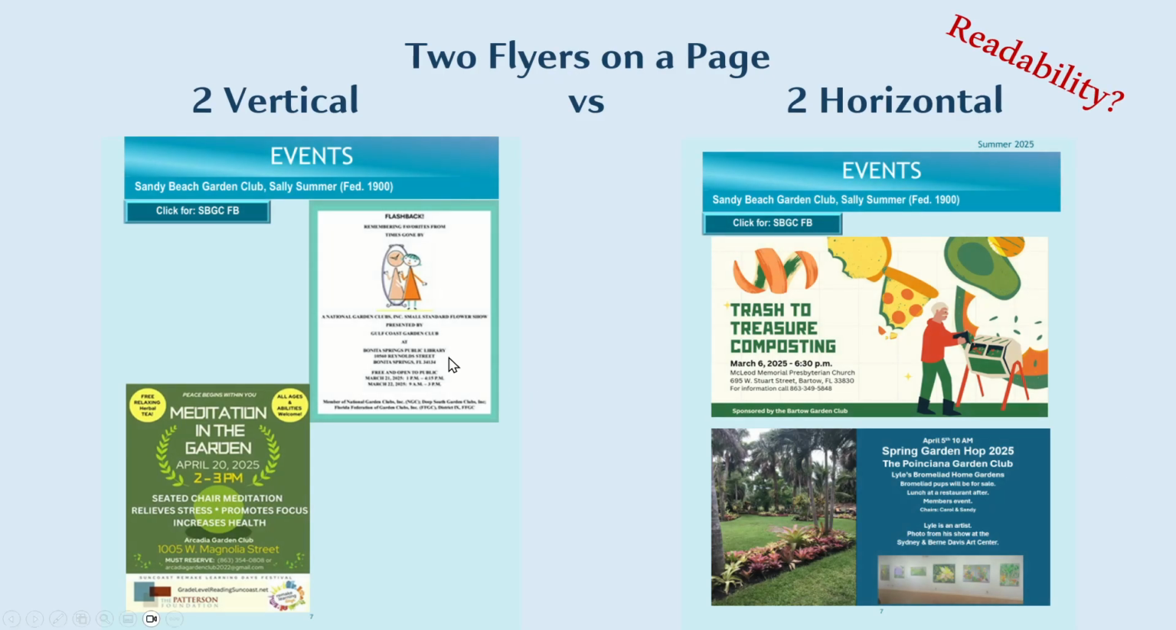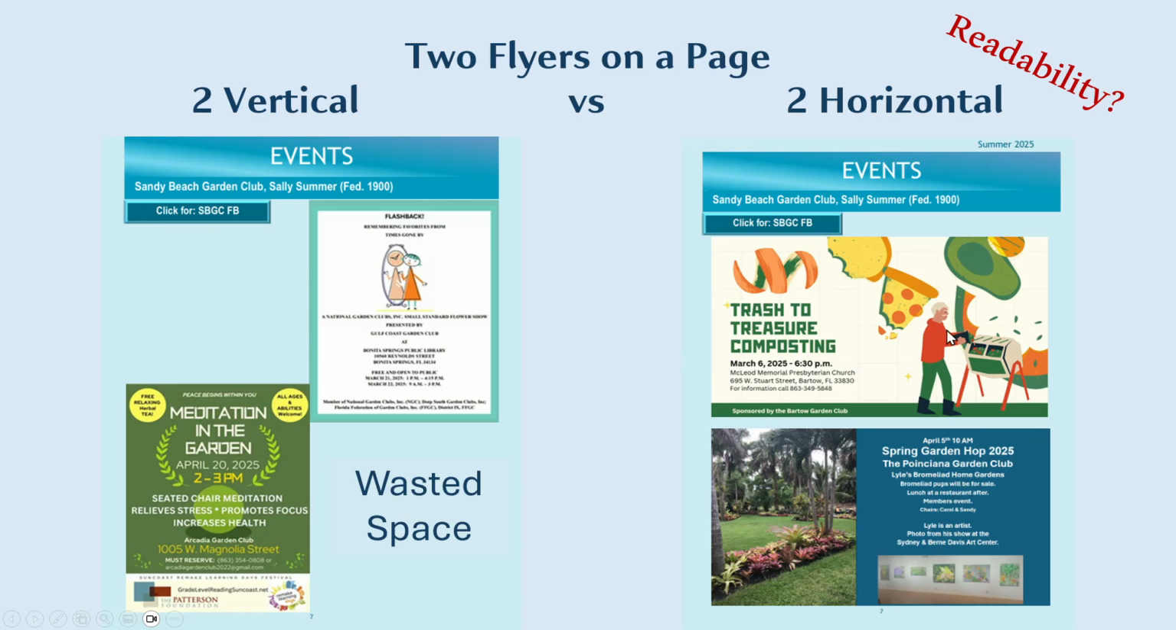This is an example of 1 page with 2 vertical flyers. Notice the larger font here, and then it gets smaller and smaller. On this flyer, it's almost all the same size font. This may be hard to read on a smartphone, and there sure is a lot of wasted space if I only put 2 flyers on 1 page.